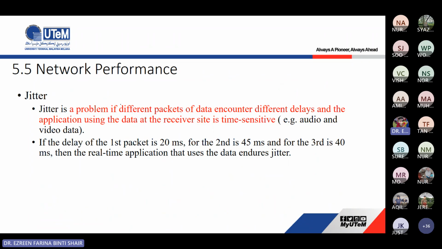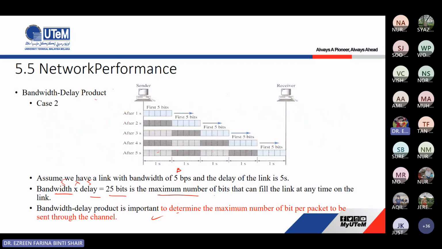But jitter will happen if the delay is different. For example, for the first packet, the delay is 20 millisecond. This is what we call the first packet, second packet, and then third packet, fourth packet, fifth packet. For this one, the delay is the same: 1 second, 1 second, 1 second, 1 second, and 1 second.